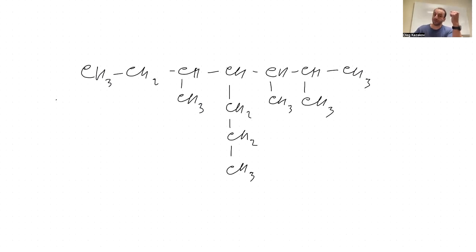If we start numbering from this end, we are going to see 1, 2, 3, and the branching only starts from carbon number 3. So if we start numbering from this end, it will be farther from the branching point, which is not good for us. We need to start numbering the chain from the end closer to the branching point, which is going to be the right end in this case. So that's where we are going to start numbering the chain, and then we just put the numbers down: 1, 2, 3, 4, 5, 6, 7.